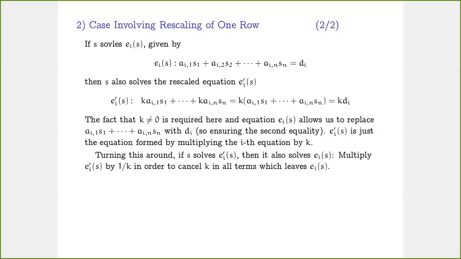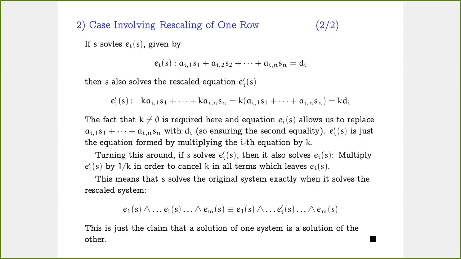Okay, and we can turn this around and say if S solves the rescaled one, that's with the k's in it, then it also solves the original one. To do this, we multiply E prime i, the one with the k's in it, by 1 over k. We can do that because k is not zero, in order to cancel k in all the terms. And the result of that is just the original equation. This means that S solves the original system exactly when it solves the rescaled one.